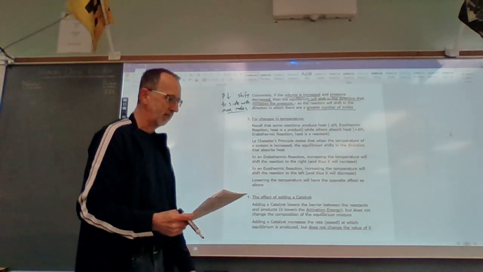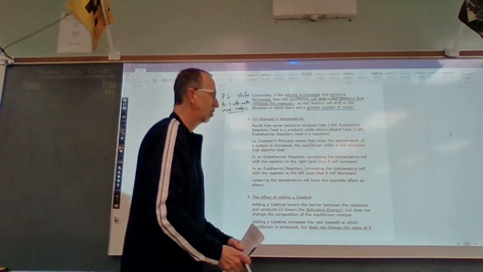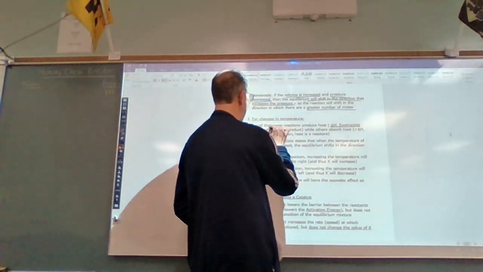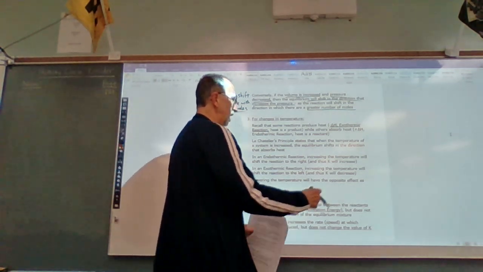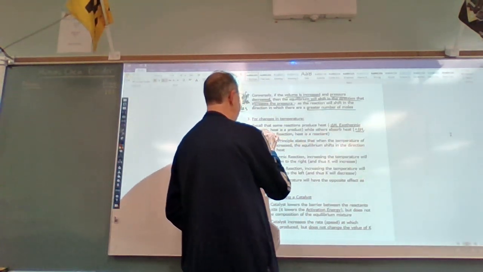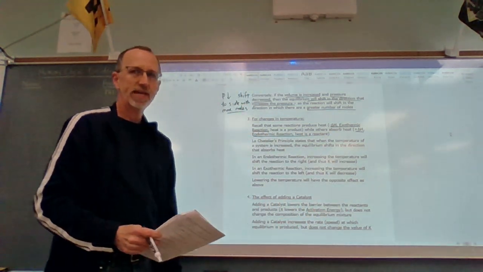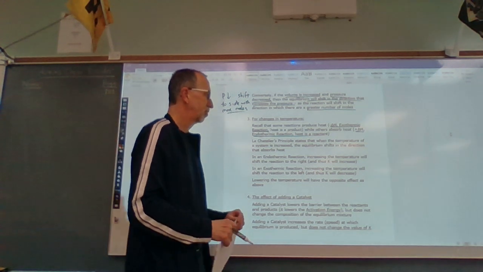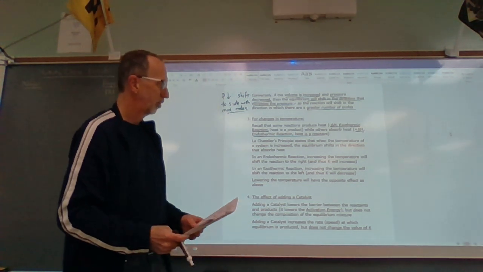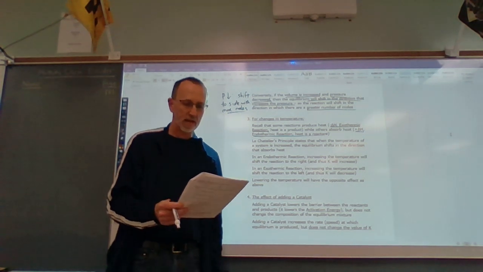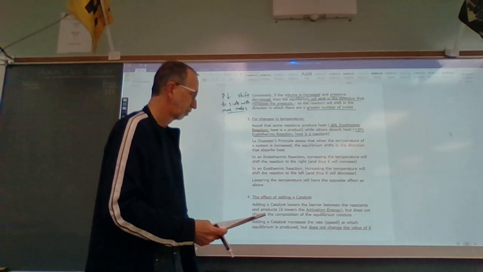Now for changes in temp. Recall that some reactions produce heat. Those are exothermic reactions where delta H, or enthalpy, is negative. And others absorb heat, where heat is a reactant, heat is absorbed, and so delta H is positive. Le Chatelier's principle states that when the temperature of a system is increased, the equilibrium will shift in the direction that absorbs the additional heat. In other words, to get rid of it.